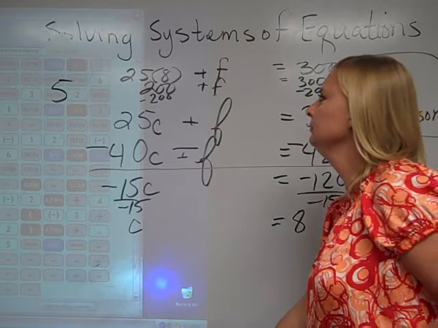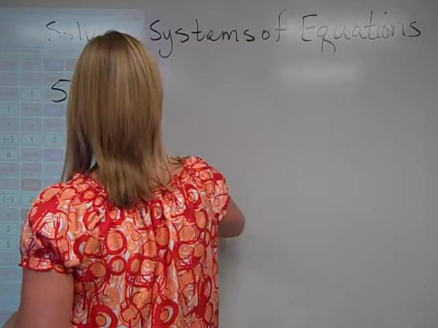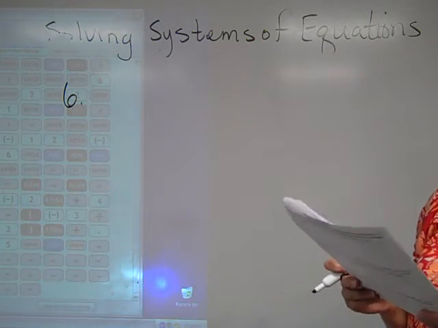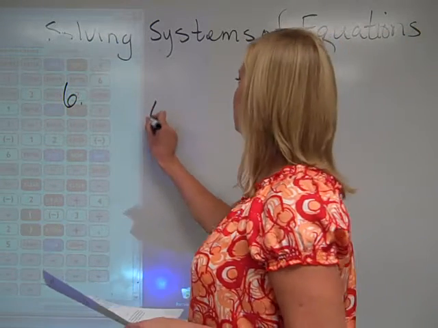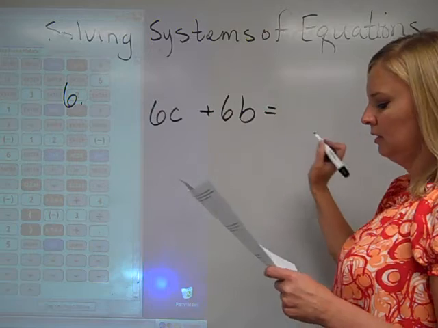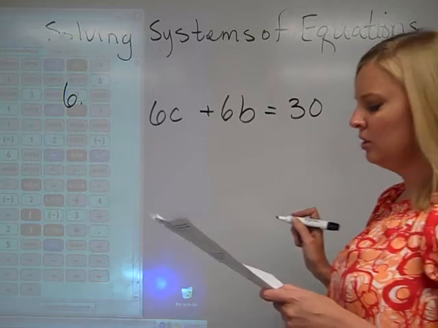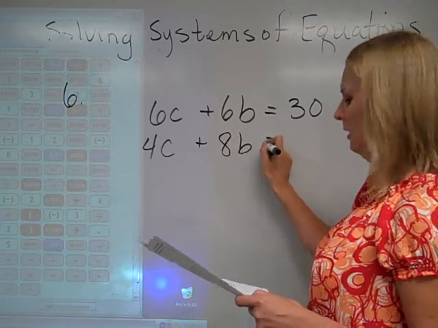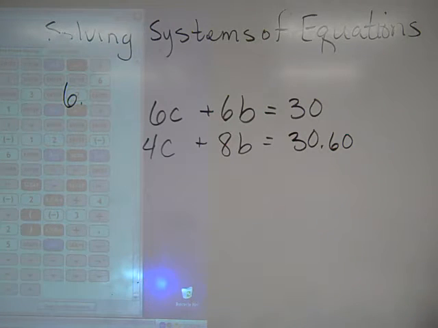Number 6. You and several of your friends are helping your aunt move. At lunch, you volunteer to go out and buy sandwiches. You get 6 chicken sandwiches and 6 beef sandwiches for $30. Later in the afternoon, everyone is hungry again. You go to the store and buy 4 chicken and 8 beef, and it costs $30.60. What was the price of each type of sandwich?